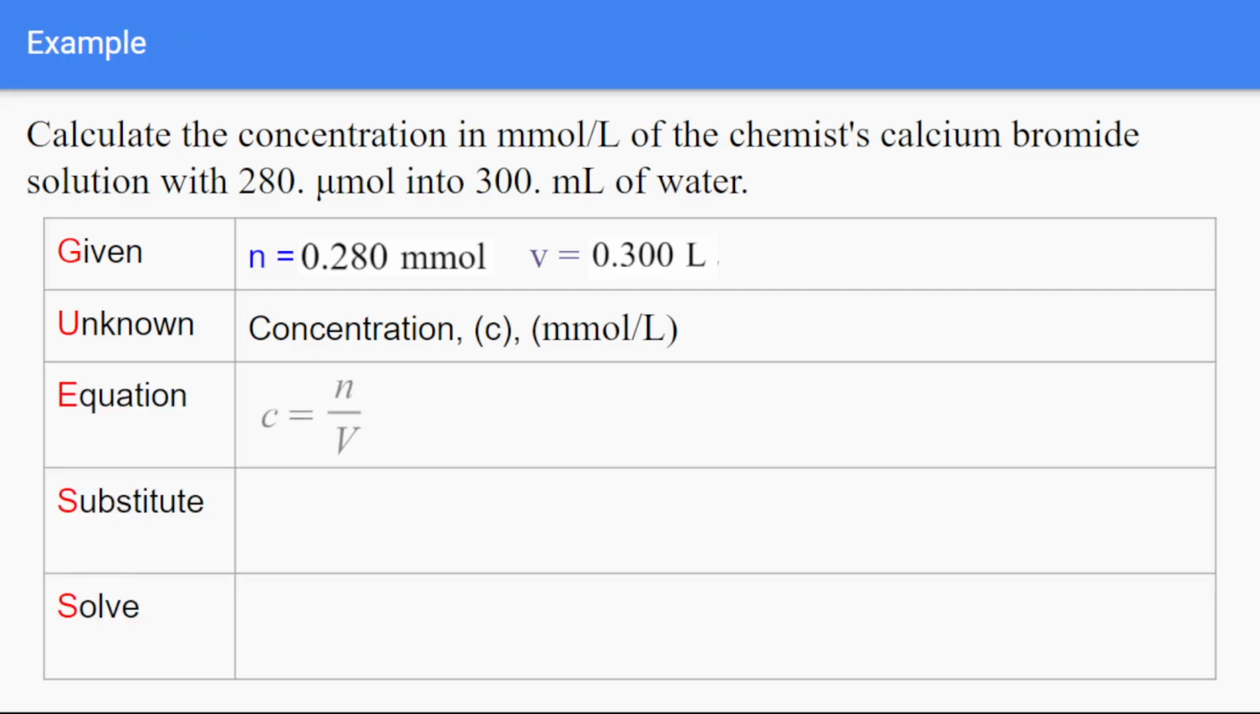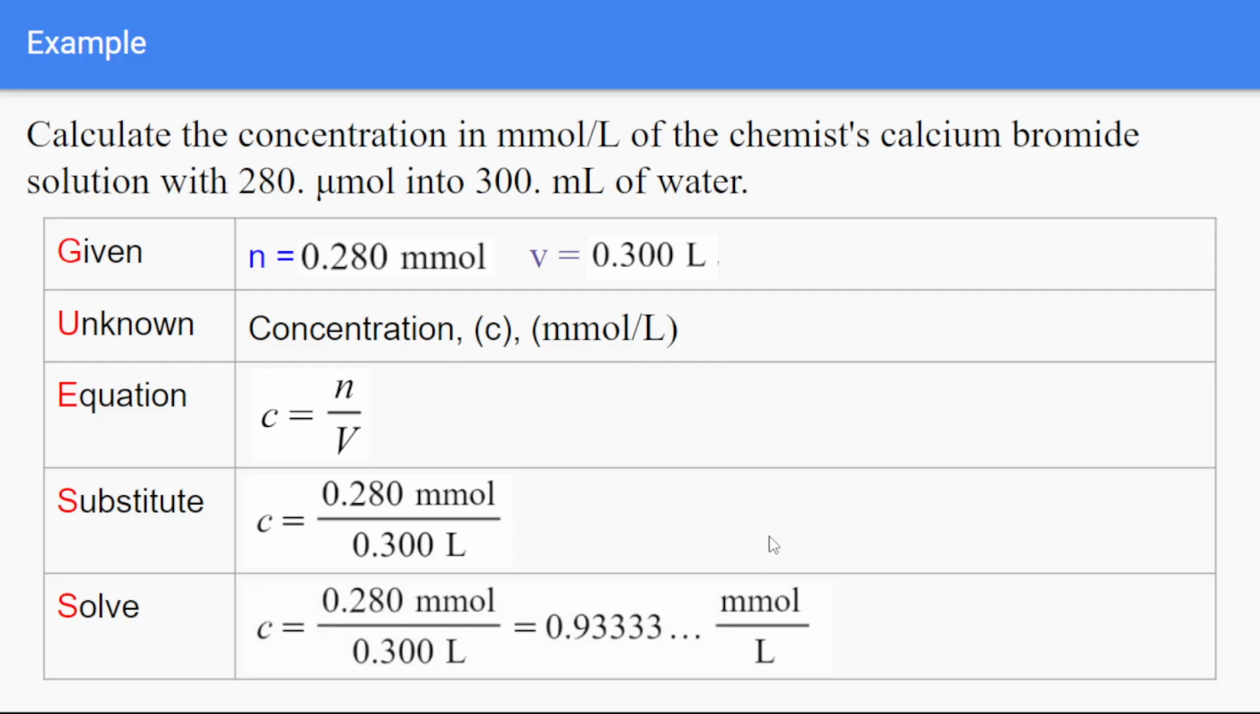The equation for molarity is C is equal to N over V. And so we substitute our numbers. It's real simple. You say, okay, what number do I have for N? That's 0.280, and that's millimoles, just like we want. And then what's our number for volume? 0.300 liters. Remember, we already converted these, so all the units are correct. Now we have millimoles per liter, which is what we're looking for. Now it's a matter of calculating. 0.280 divided by 0.300 gives you 0.93333.